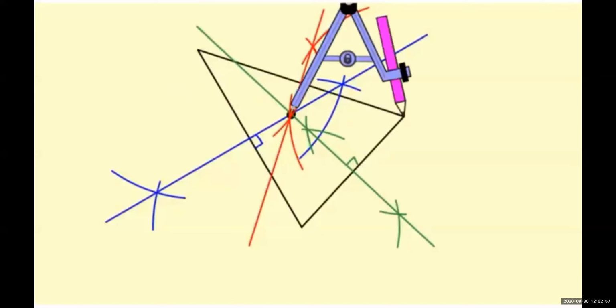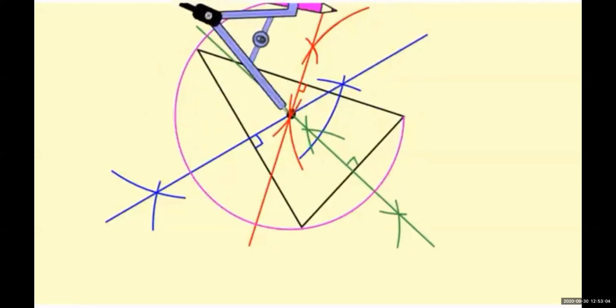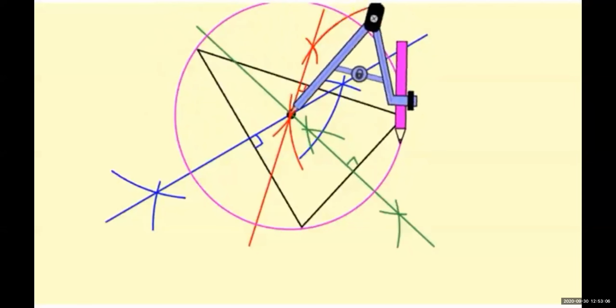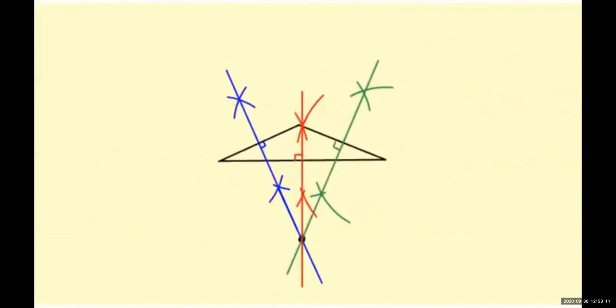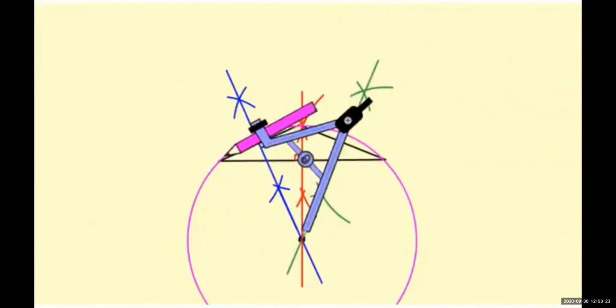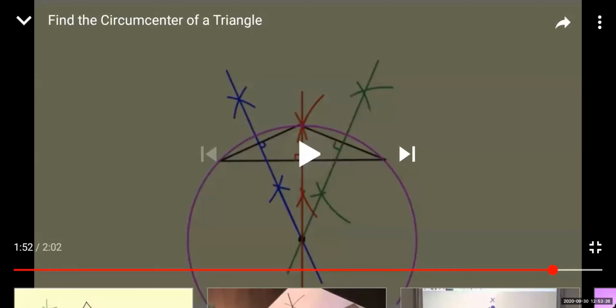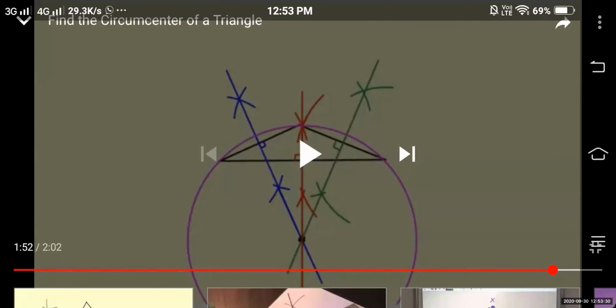Now by using this circumcenter, as the circumcircle touches the vertices, it passes through all the vertices. This is for an obtuse triangle, where the perpendicular bisectors' intersection is outside. Here it is a big circle that passes through all the vertices. You can see here. I hope you understood what you have to do now.